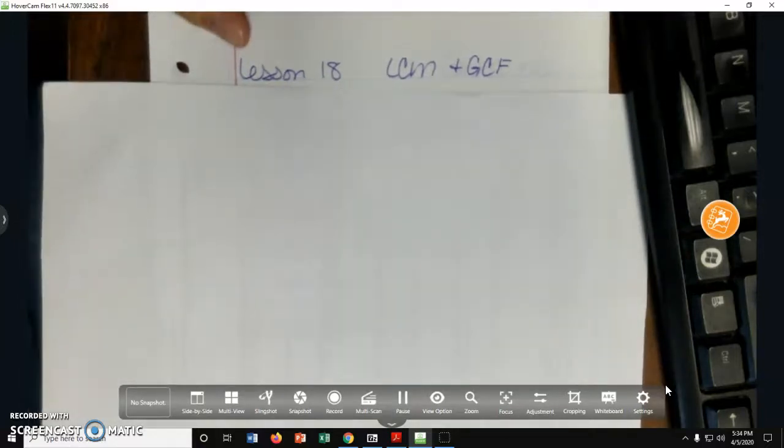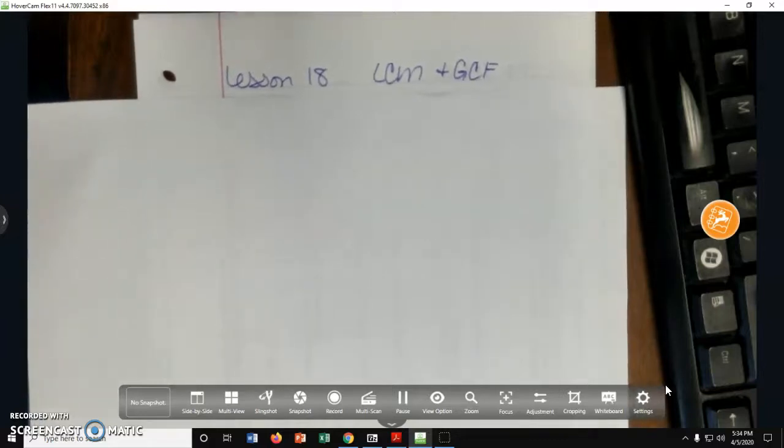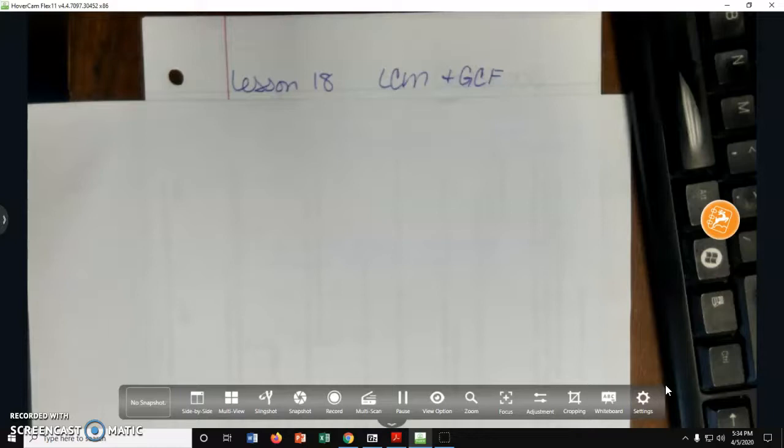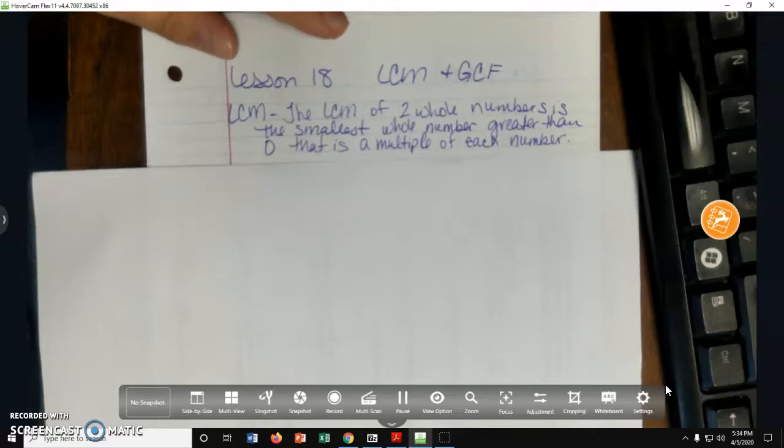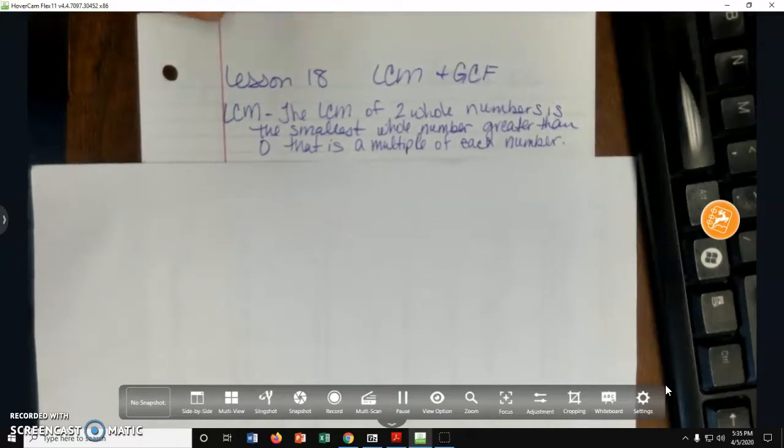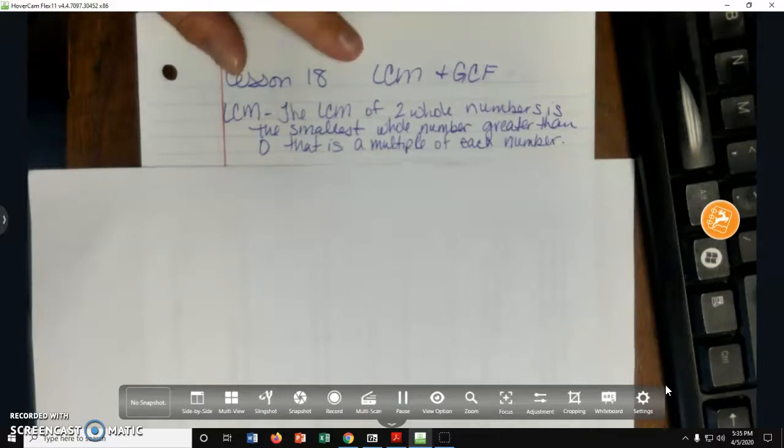So we're going to start out with defining our least common multiple and our greatest common factor. All right. So let's start with our least common multiple. The glory here is that you can pause this so that you can get this written down in your notebook. Do you need to write it down in your notebook? Yes, you do. All right. So the least common multiple of two whole numbers is the smallest whole number greater than 0 that is a multiple of each number. Okay, we'll go into some examples in a minute. Okay, go ahead and pause if you need to and get that written down.